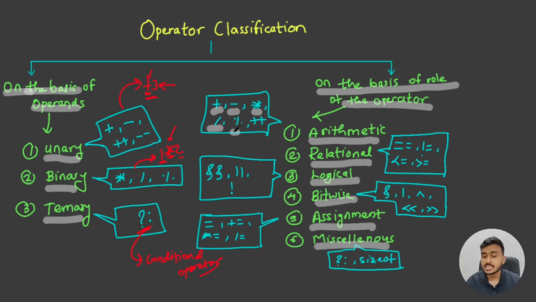Then there is one special operator, called the modulus operator. This modulus operator is used to get the remainder of a division. We are going to discuss that operator when we discuss arithmetic operators in detail. Right now, just remember the name.